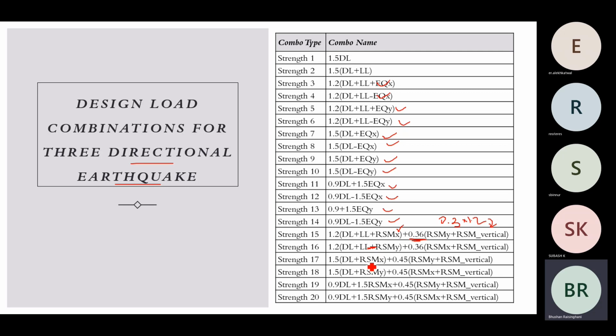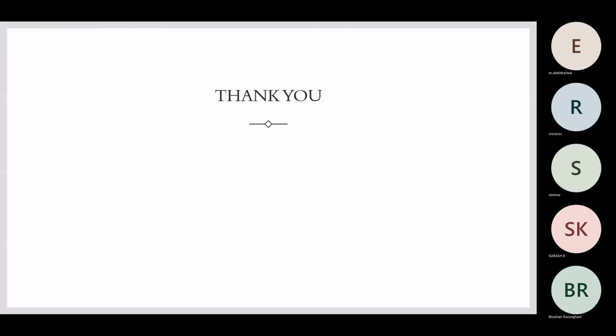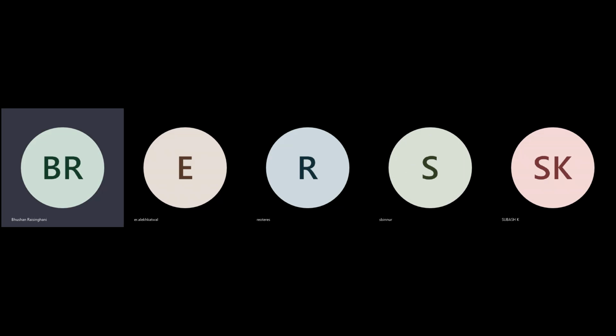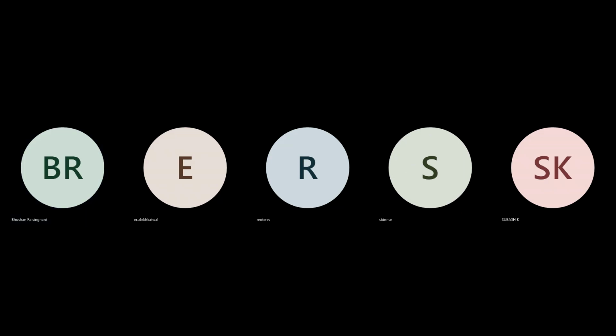Now 1.5 dead load plus response spectrum in X plus 0.45. So how is it 0.45? Because it is 1.5. 1.5 into 0.3 is 0.45. And 0.9. So this way it is right now defined for RSMX and RSMY. So right now I have just created 20 load cases, and similarly different load cases you need to create in your structure. So I will just show you that particular load case.